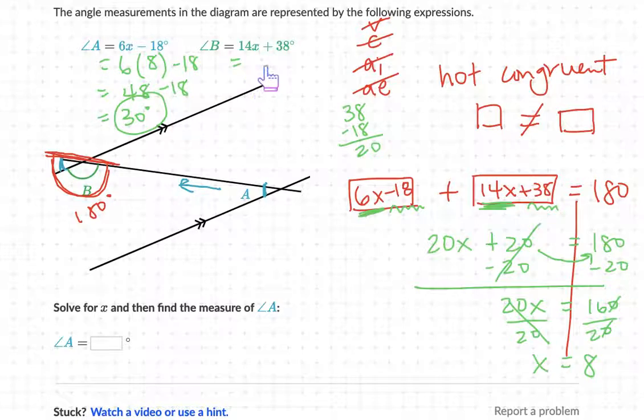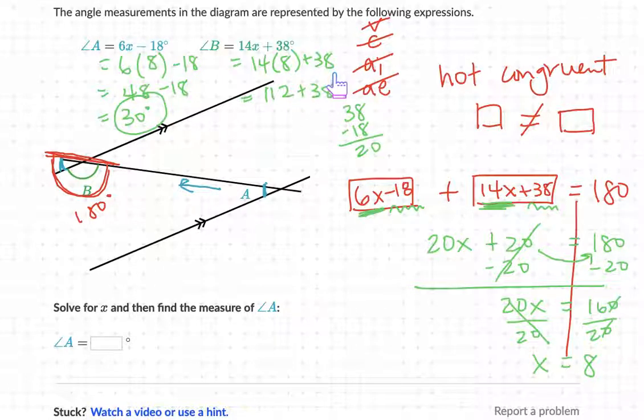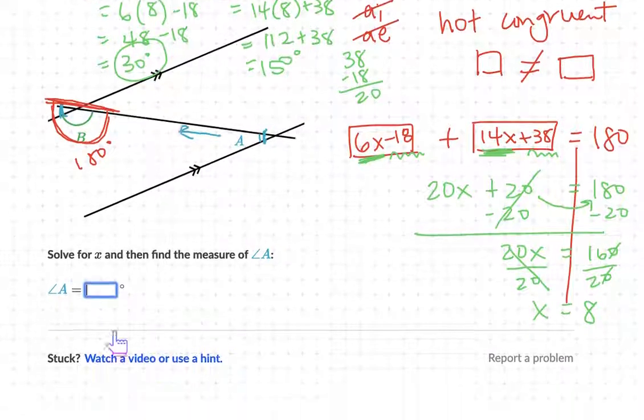If we were to plug it into the other one, 14 times 8 plus 38, we're not going to get the same thing because together they had to add up to 180. So we should get 150 so that they add to get 180. 14 times 8 I have to do in my calculator. That's 112 plus 38 is 150. So it checks out that they're both going to add up to 180 and form a straight line.